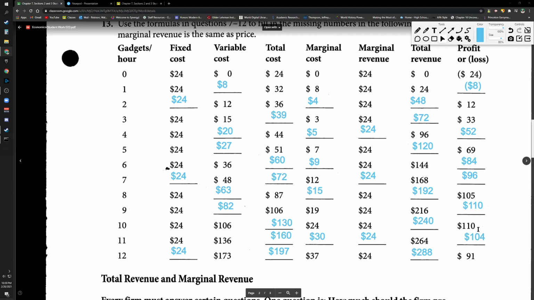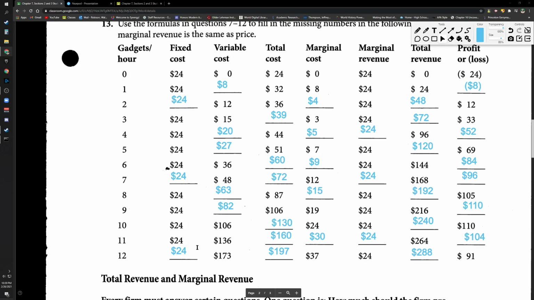Now, question 16 says, what's going to happen if we change our price to $37? Well, how we figure this out is we just look at our marginal cost here. I'm sorry, yeah, marginal cost. And we look for the number 37. Okay, and there it is right there.